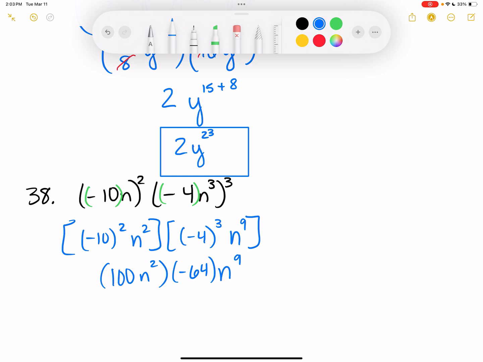At this point, you add the exponents. What's 100 times negative 64? Negative 6,400. You just add zeros. However many zeros are over here, since this is just a 1, we just take the 2 zeros and put them on whatever number that is. So this is negative 6,400 n to the 11th.